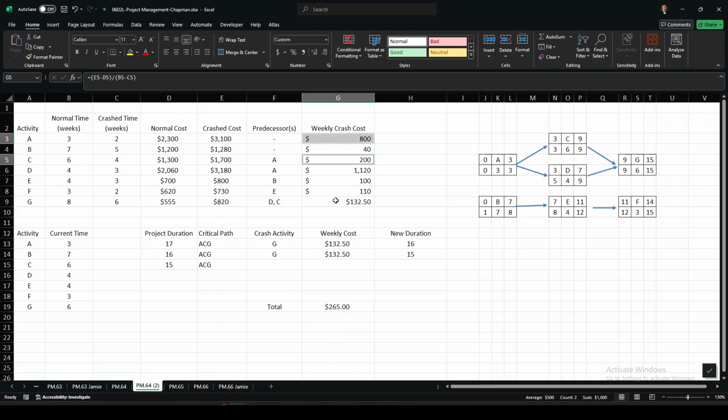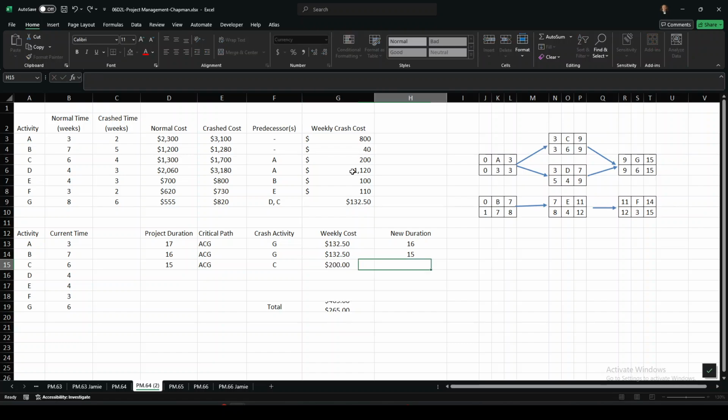We go to the next cheapest option in ACG. We know we have to crash one of these activities, A, C or G. C now is the least expensive option because we can't crash G anymore. G is maxed out. We simply can't shorten G. And the only way to shorten this project is to crash C. So we're going to crash C this 3rd week, and that's going to cost us $200. That's going to get the project down to 14 weeks.